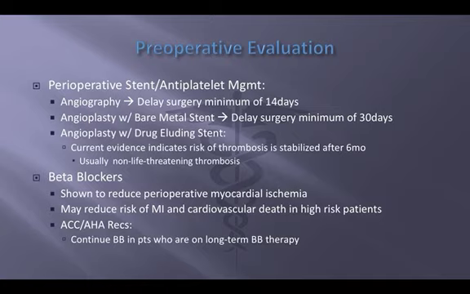If a patient has undergone an angio only without any stent placement, then you can delay their surgery for a minimum of 14 days. If they've had an angioplasty with a bare metal stent, then you need to delay the surgery for a minimum of 30 days. If they've had an angioplasty with a drug-eluting stent, current evidence indicates that the risk of thrombosis is stabilized after 6 months. However, if they do undergo surgery in this window before the 6 months, the rethrombosis is usually not life-threatening.